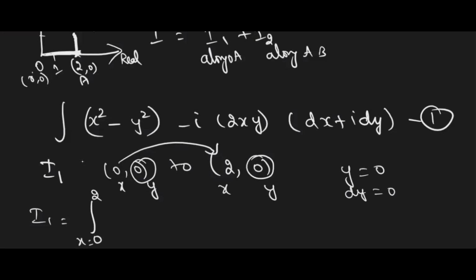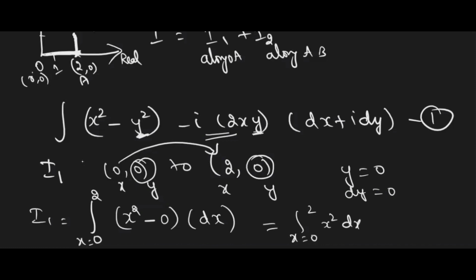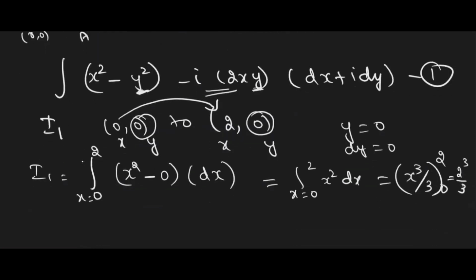So in the above equation, I will write x from 0 to 2. I will write x as it is, and in the place of y, I will substitute 0. So x square minus 0. Then this term also will become 0 because there is one y here. Already dy is also 0. So it is simply x square dx, x varies from 0 to 2. The integral of x square dx is x cube by 3. What is the limit? 0 to 2. Upper limit is 2 cube by 3, that is 8 by 3 along I1.